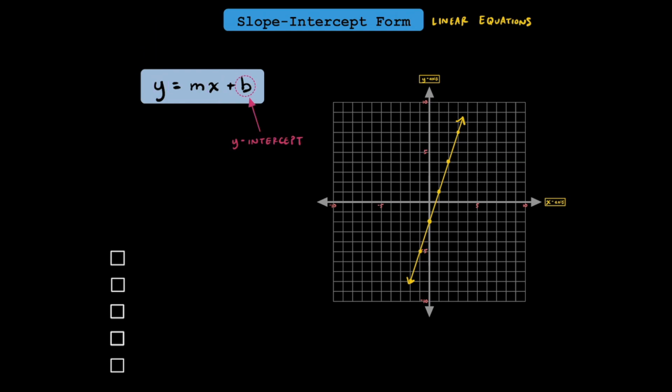This b represents the y-intercept. The value of b tells us where the graph crosses the y-axis. Keep in mind when the graph crosses the y-axis, x is always 0. And that leaves us with m. m represents the slope of our line.